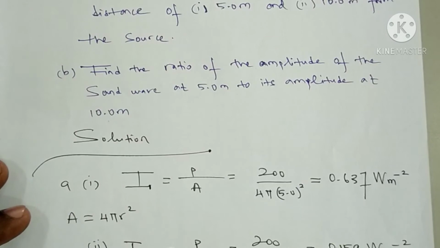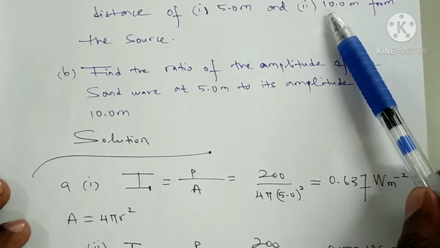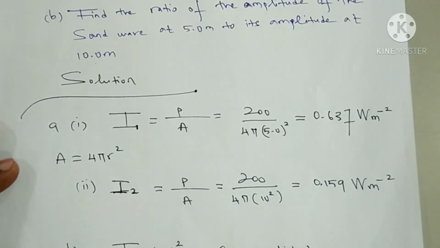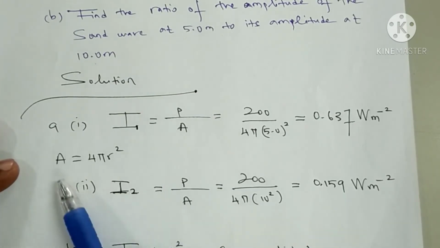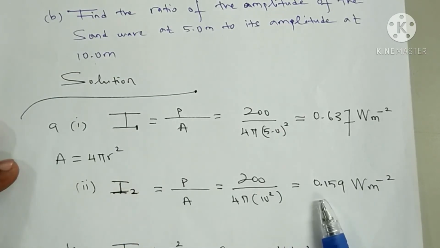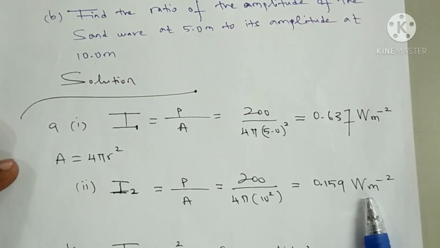And we're going to do the same process for the distance 10 meter, which is I2 equals power per unit area for the distance 10 meter, where the area is A equals 4 pi r square. You're going to get 0.159 watt per meter square.